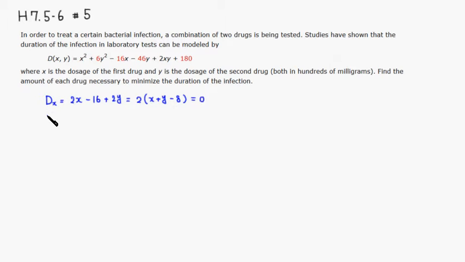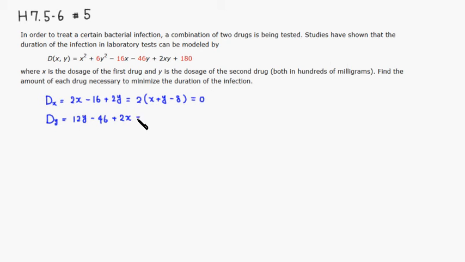Then the partial of this duration with respect to y. Partial of x squared would be 0, since it's a constant, so that would be 12y. And partial of that is 0. Partial of that is negative 46. And a partial of that is positive 2x. And a partial of that is 0.